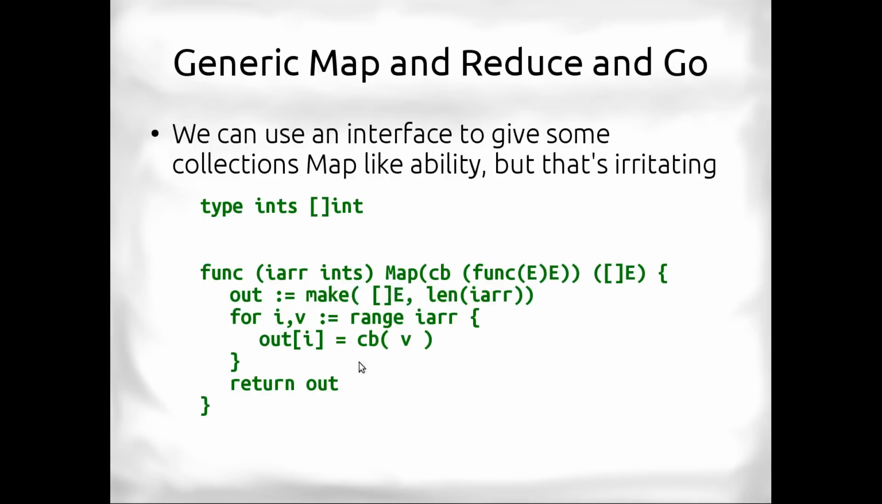So our map looks pretty well the same. We make a slice of blank interfaces. Then we apply this callback V. It returns a blank interface, takes in a blank interface type object, and we assign it to out, and then we return out.